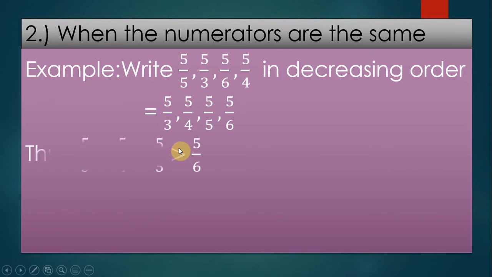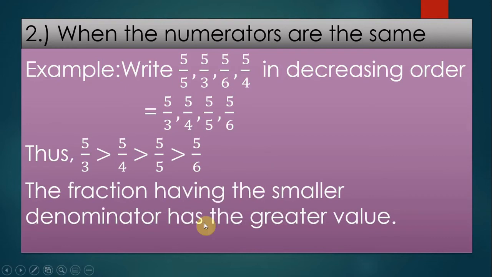Okay, now next, the third. Thus, 5 over 3 is greater than 5 over 4, and 5 over 4 is greater than 5 over 5, and 5 over 5 is greater than 5 over 6. So the fraction having the smaller denominator has the greater value.